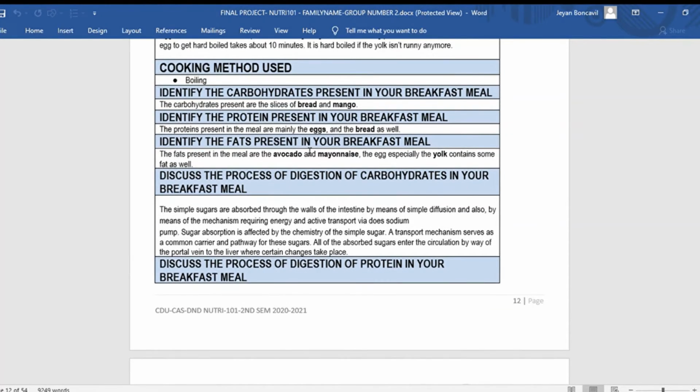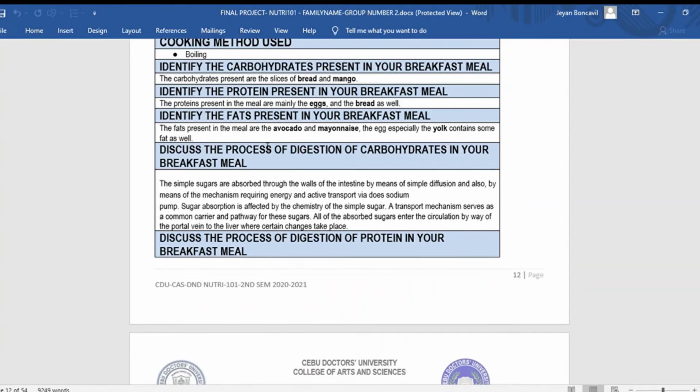And for fats, mainly the avocado, mayonnaise, and the egg also has some fats because it has the yolk in it. So the process of the digestion of carbohydrates in the breakfast meal, the simple sugars are absorbed through the walls of the intestines by means of simple diffusion, and also by means of a mechanism requiring energy and active transport via the sodium pump.